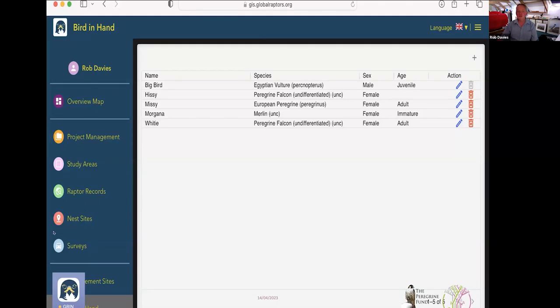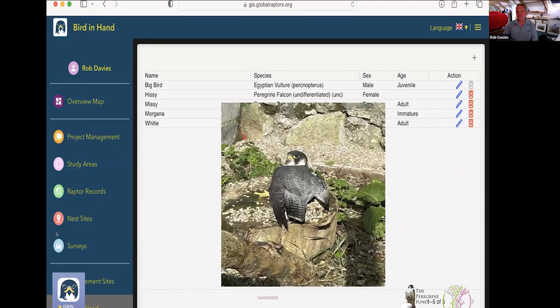So yes, we've grown the database. This is a female peregrine. You can record the histories, the vet reports, the photographs, the x-rays.